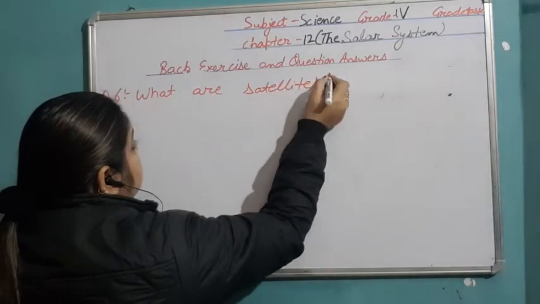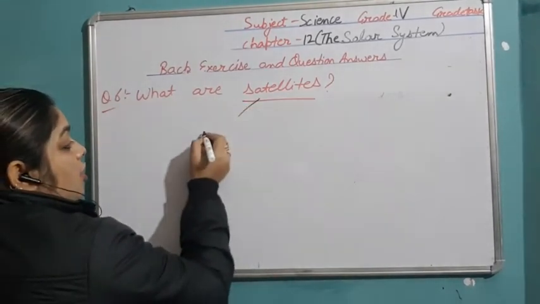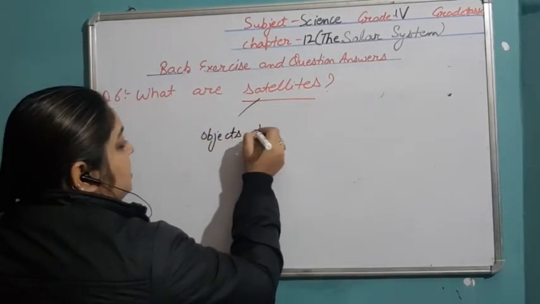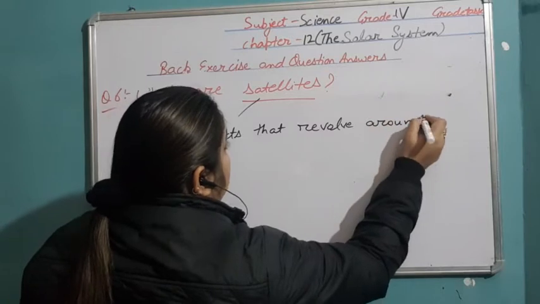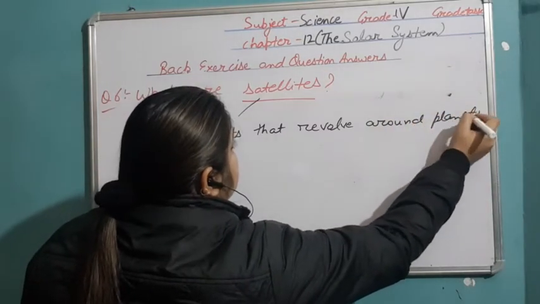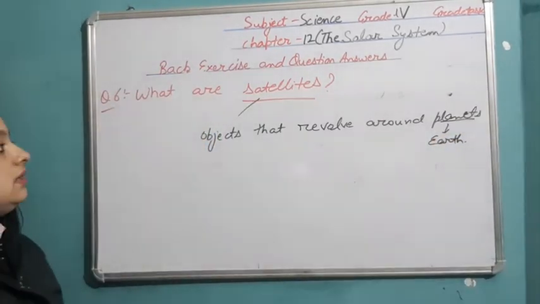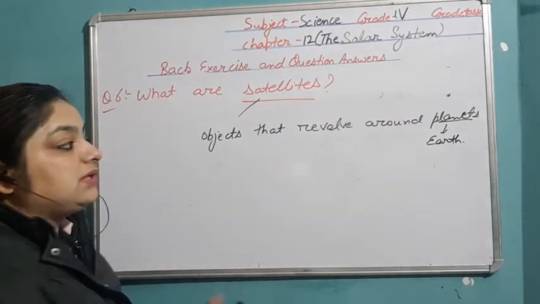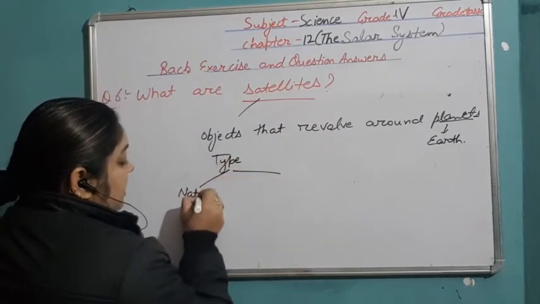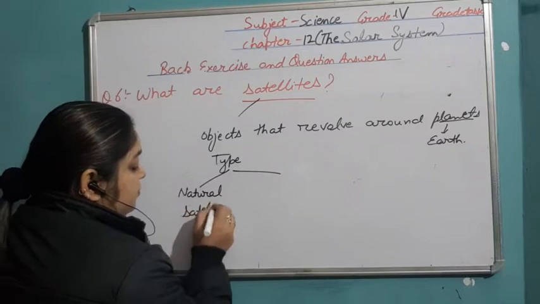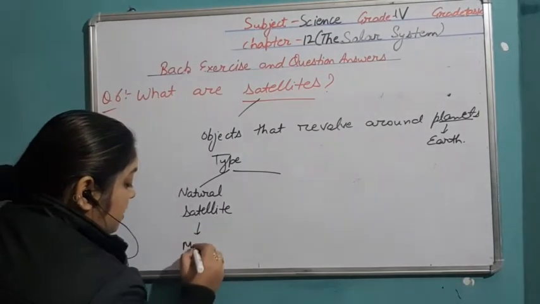what are satellites? Satellites are objects. Which objects? Objects that revolve around planets. Here we are talking about the planet Earth. We call it a satellite. Now there are two types of satellites. First are natural satellites. Natural satellites are the ones which exist naturally, which are not made by man. In other words, we can say the moon.